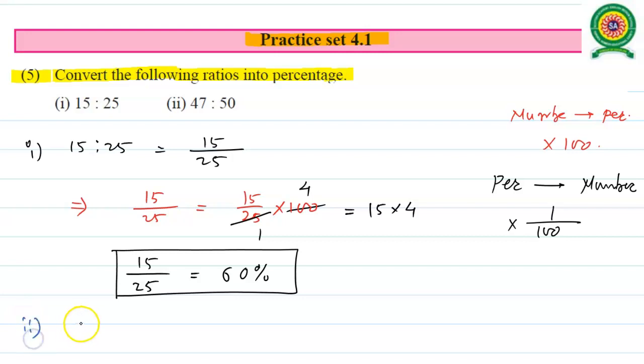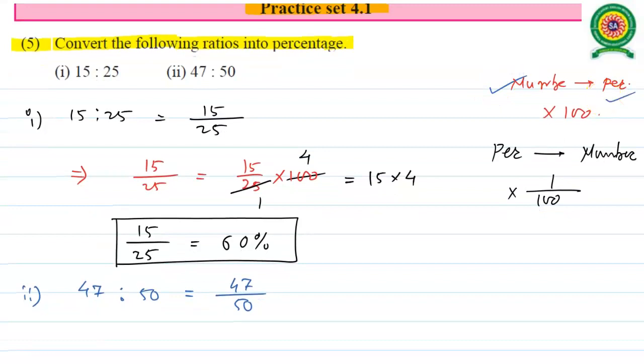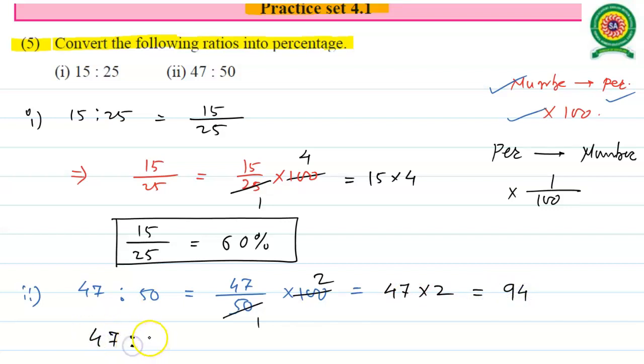Now be focused on the second sub question. We are given that 47 is to 50. That means 47 divided by 50. We have to convert the given number in terms of the percentage. So we have to multiply it with 100. Everyone knows, 50 ones are 50, 50 twos are 100. So we will remain with 47 into 2. So 47 twos are 94. So the percent value of 47 is to 50 is 94 percentage. Keep the unit of percentage with the 94.